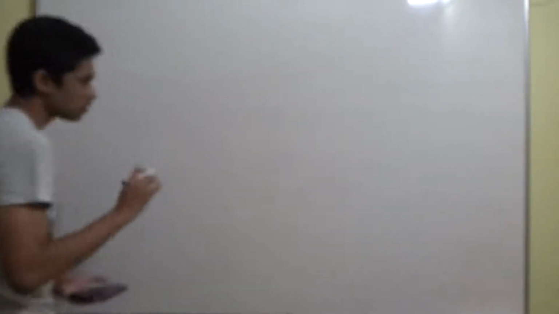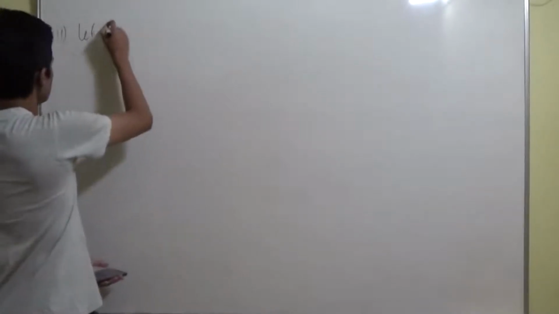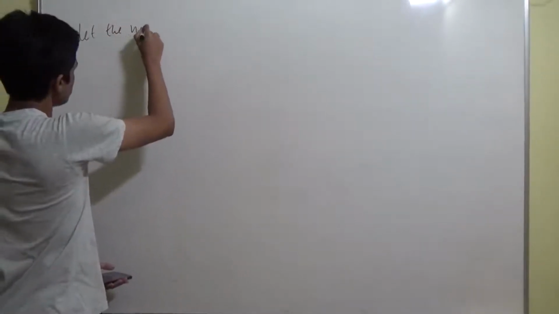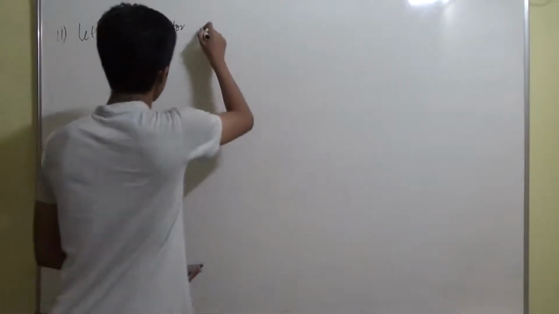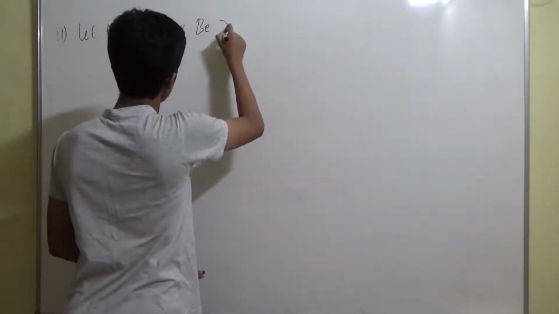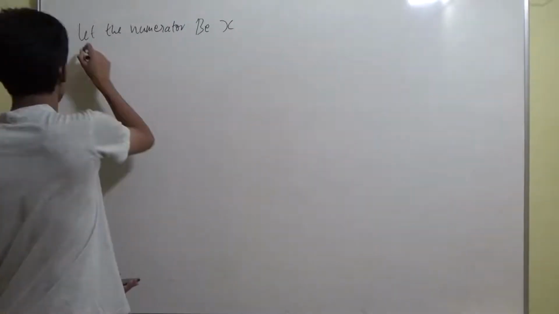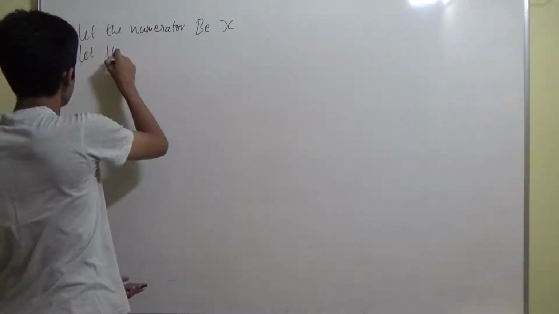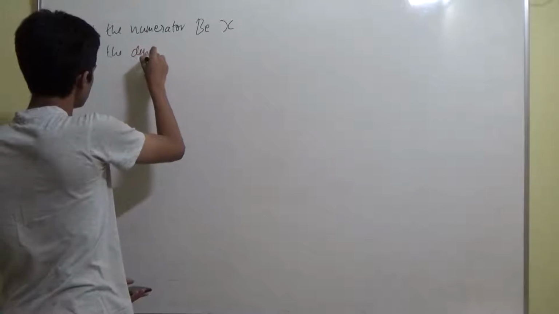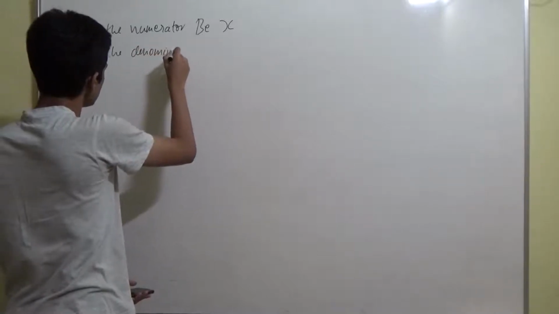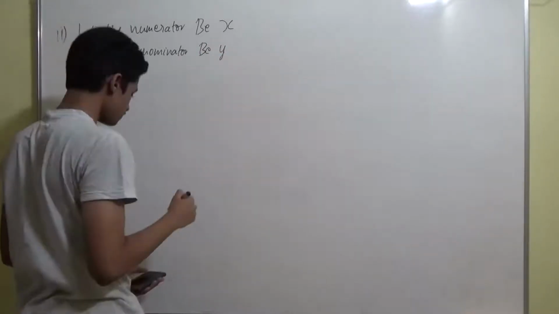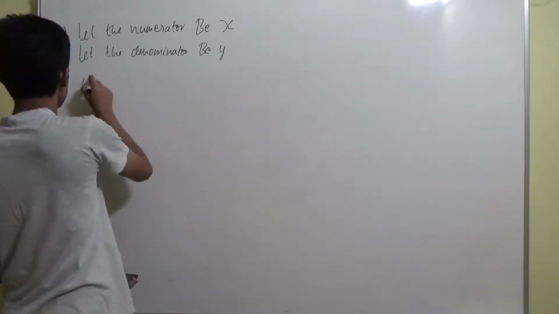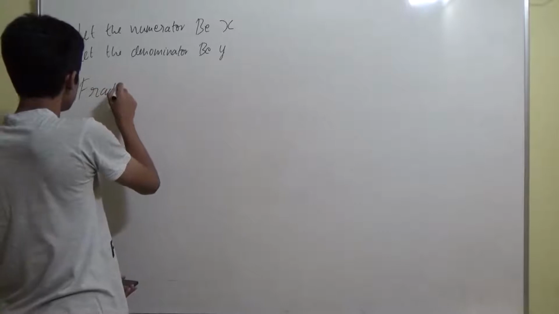They're telling a fraction becomes 1 by 3. So first we have to assume the fraction, right? Let's assume the numerator be x, then let the denominator be y. So the fraction will become equal to x by y.